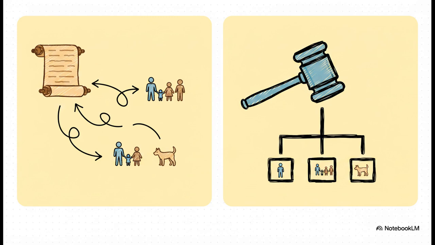But if there isn't a will, well, then the estate is called intestate. And that means the executor has zero choice in the matter. They have to follow a very strict, rigid legal formula called the Intestate Succession Act. And that law dictates who gets what.